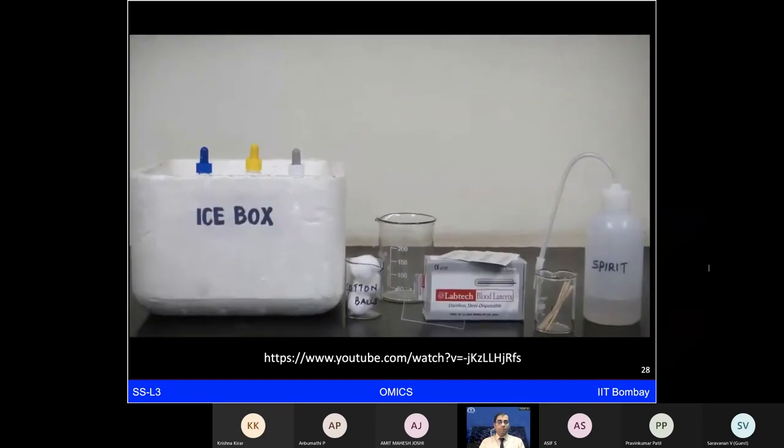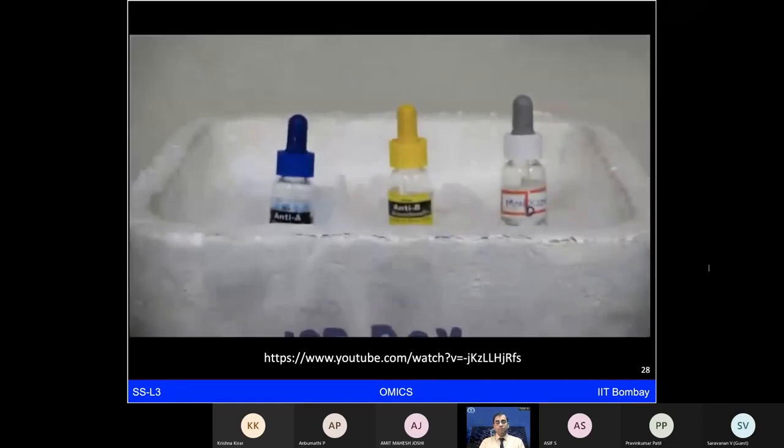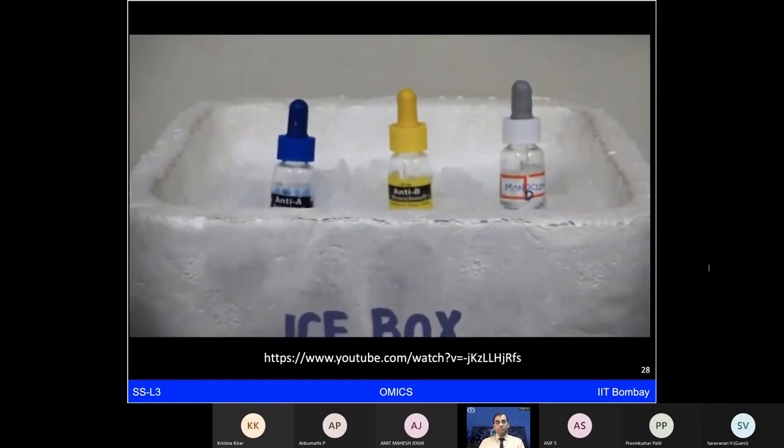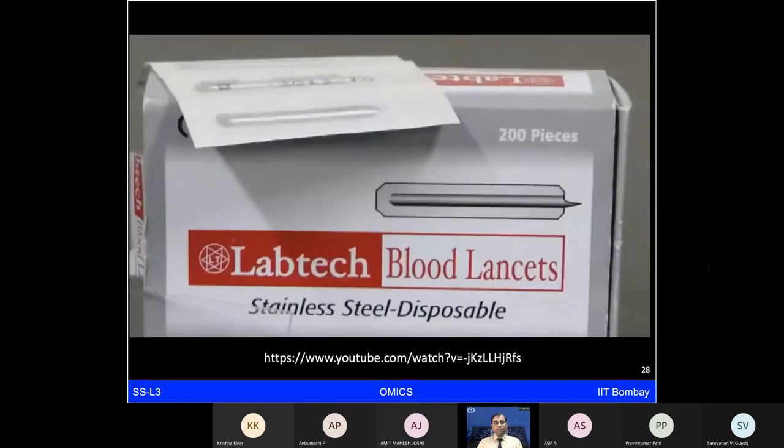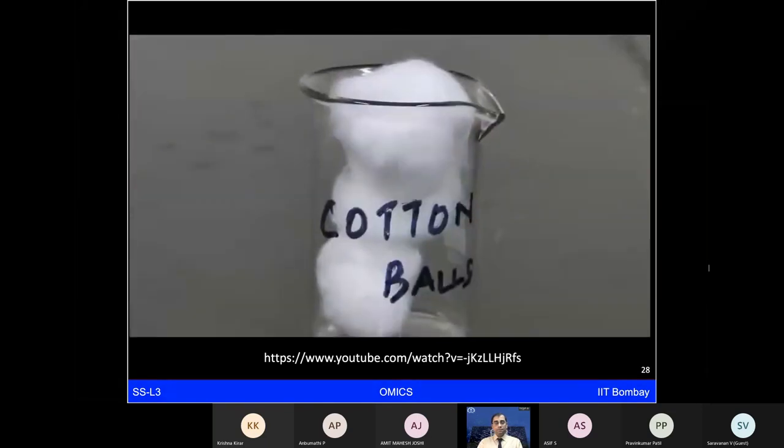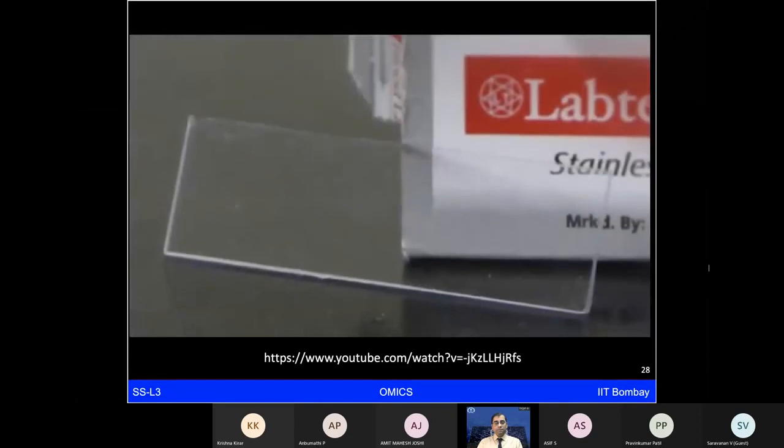To conduct the experiment, we require 3 monoclonal antibodies, anti-A, anti-B, and monoclonal D, kept in an icebox. Lancets, spirit, cotton balls, toothpick, and glass slide.